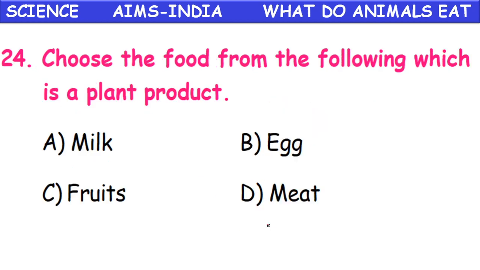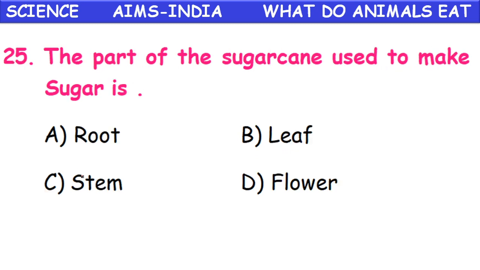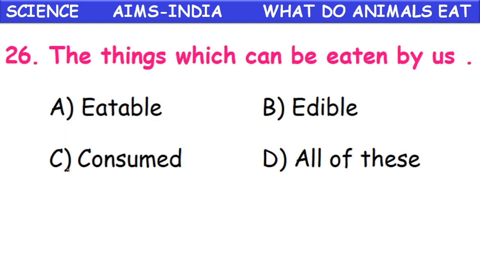Next, choose the food from the following which is a plant product: milk, egg, fruits, meat. Okay, milk, egg and meat are animal products. Fruit is the plant product. The part of sugarcane used to make sugar is root, leaf, stem, flower. So, the juice is extracted from the stem, which is used for the manufacture of sugar. The things which can be eaten by us: eatable, edible, consumed.